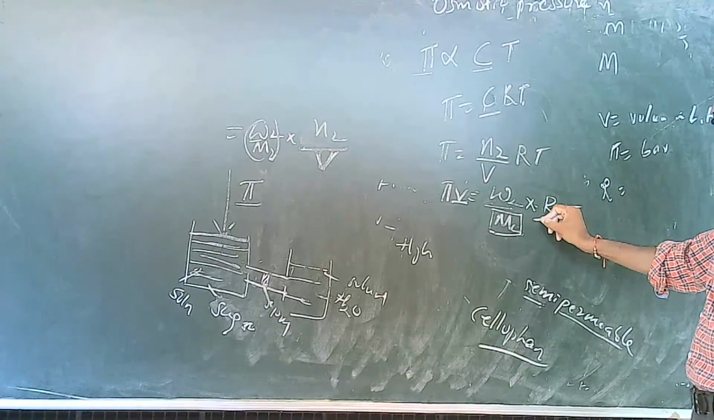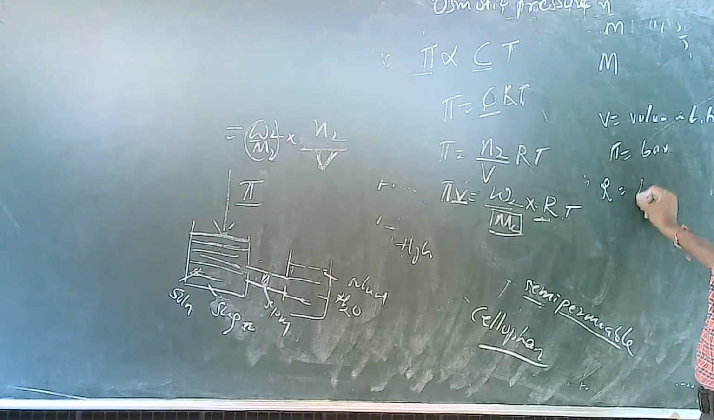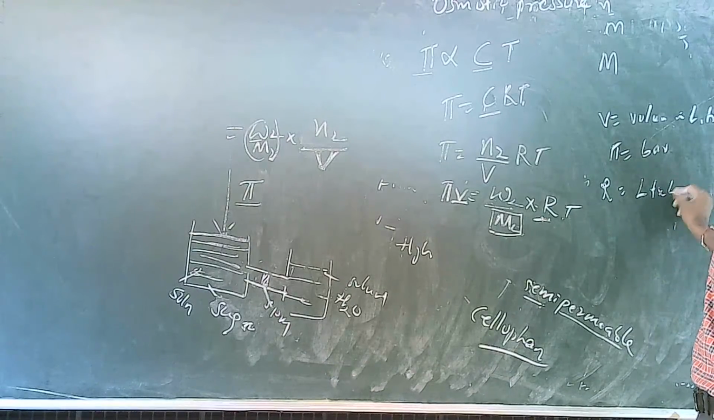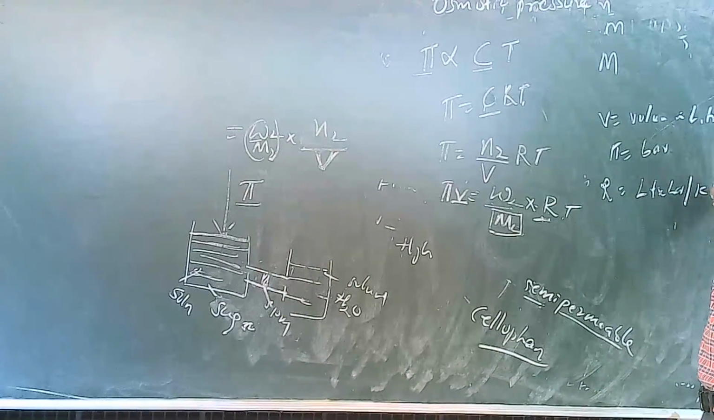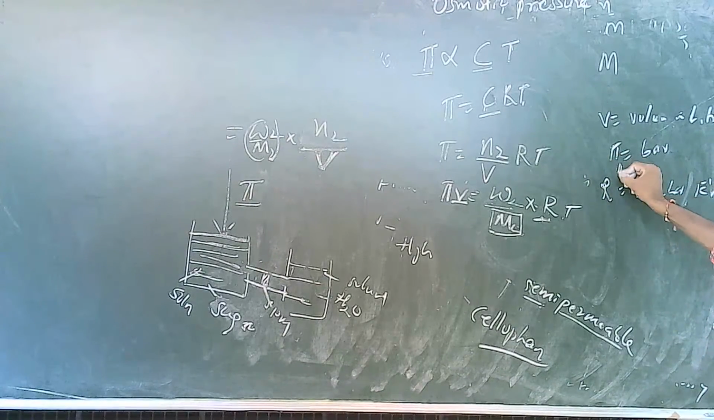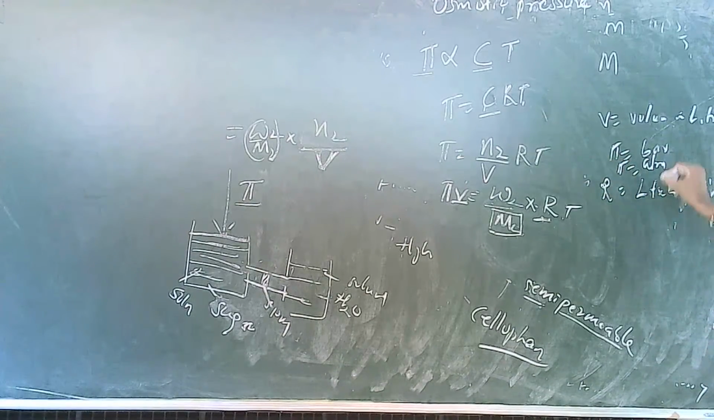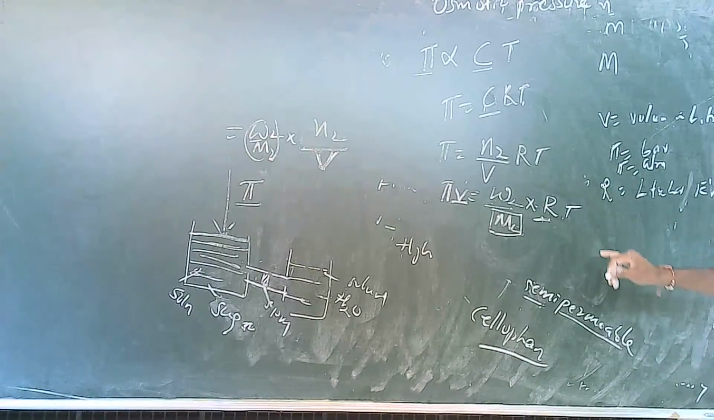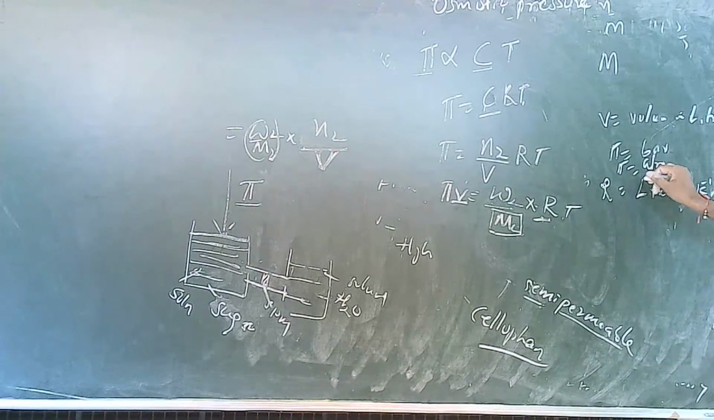The volume unit of R should be what? Liter bar per Kelvin per mole. If pi is in atmosphere, then what is the unit? Liter atmosphere per Kelvin per mole.